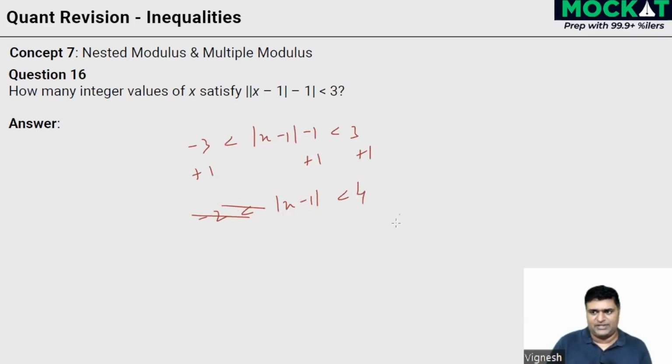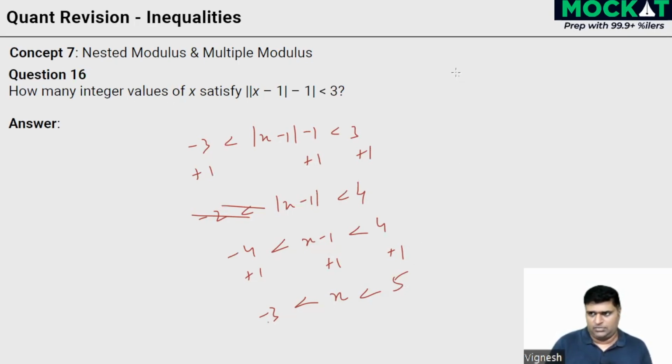Modulus of x minus 1 is less than 4. Now I can again open up the modulus as between minus 4 and 4. Again minus 1, add a 1, and what do we get? Right? What are we getting over here? Minus 4 plus 1, which comes to minus 3, and x is less than 5, right? 5 over here. Minus 3 to 5, how many integer values can x take?